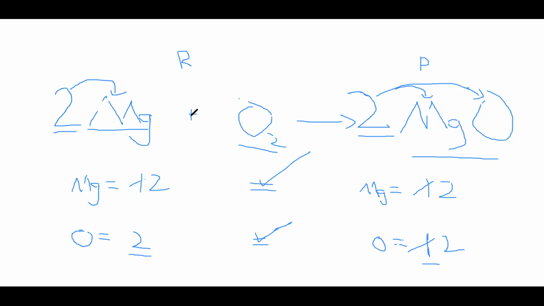2 Mg plus O2 gives us 2 MgO molecules. Our Mg's are equal and our O's are equal. So our equation is totally balanced. We are done balancing this equation.